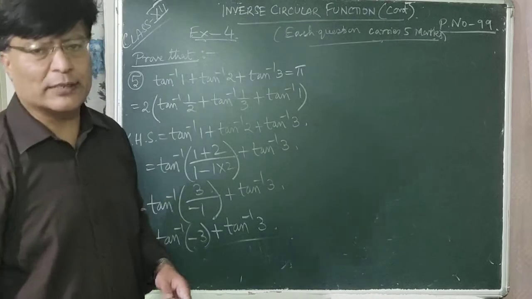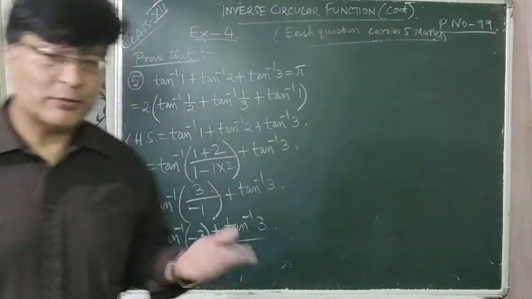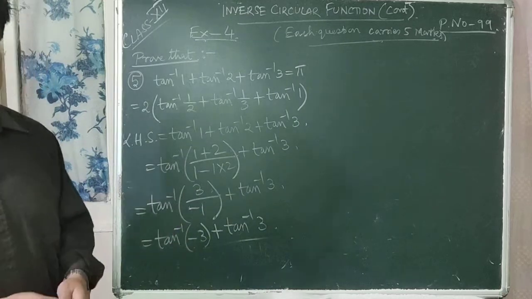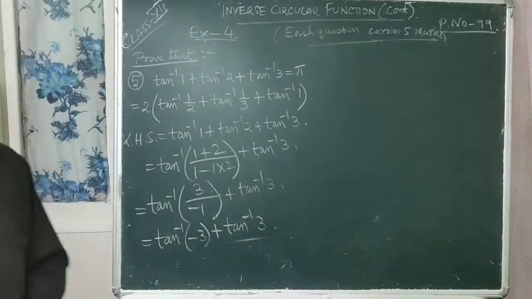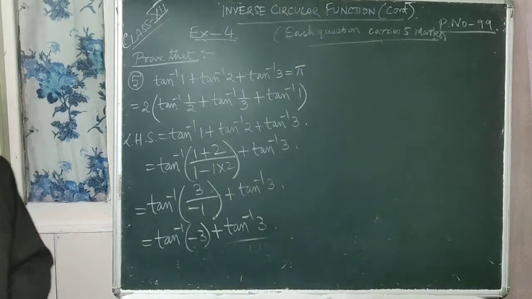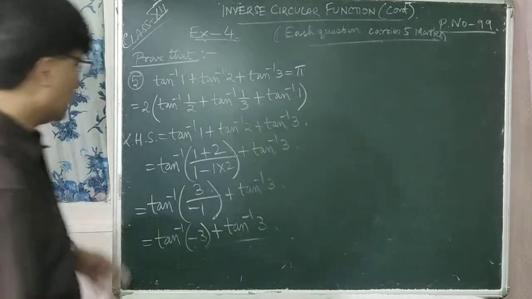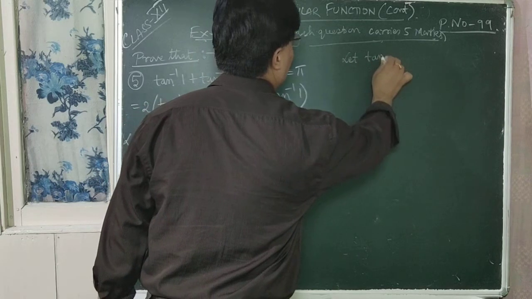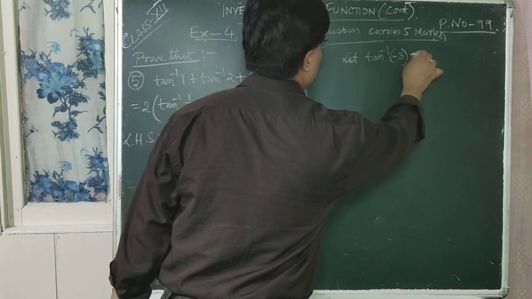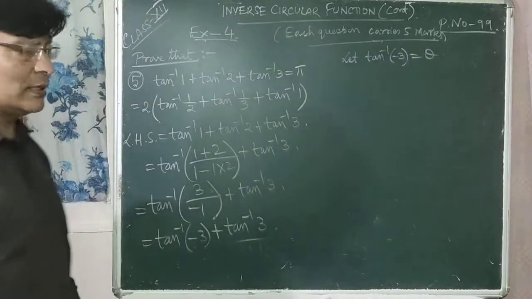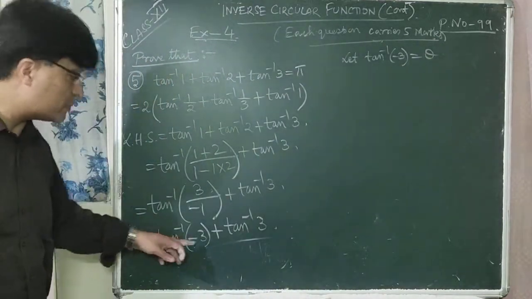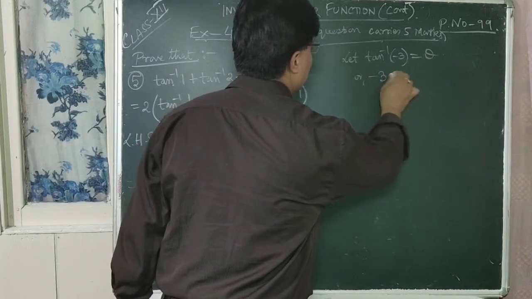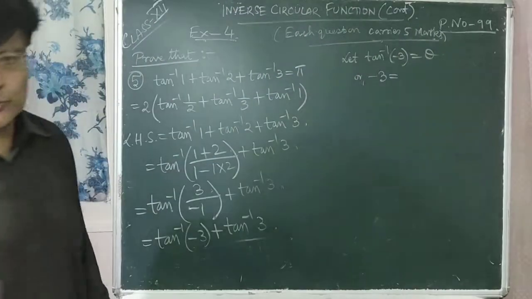So what we will do here is, you have to simplify this tan inverse minus 3. Since this is a negative sign, the angle lies in the second quadrant. So you should find out the angle in the second quadrant for this tan inverse minus 3, right? So let us assume tan inverse minus 3 is equal to theta. Let us take this tan inverse to the right hand side.